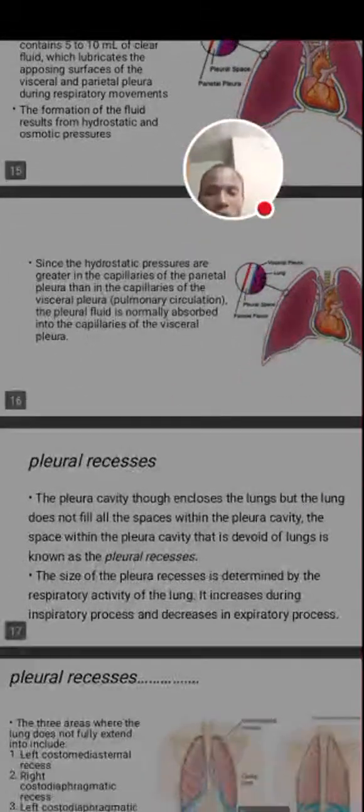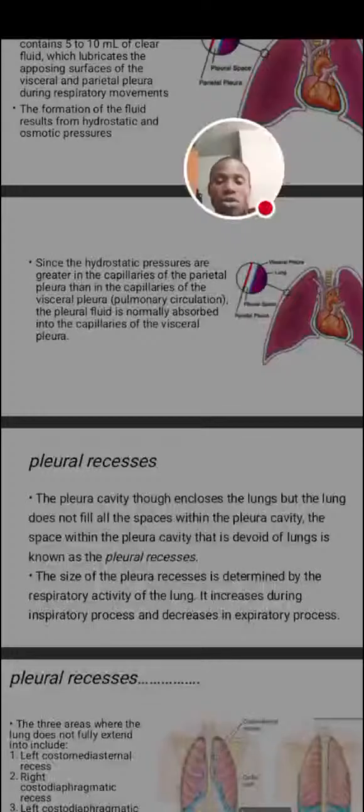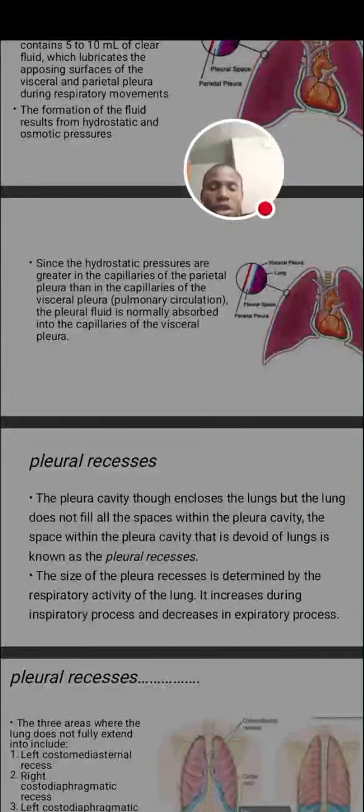Pleural recesses. The pleural cavity, though it encloses the lung, the lung does not fill all the spaces within. Do you see that part? The lungs do not fill it. So it allows some structures that are called openings, whether fluid opening or solid opening.